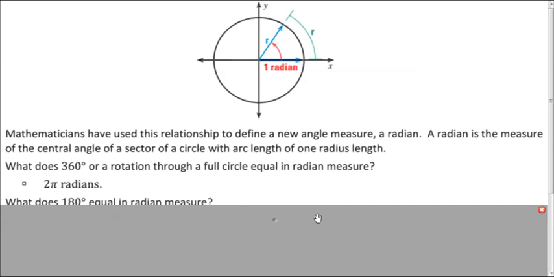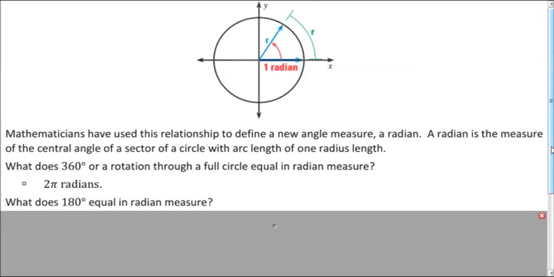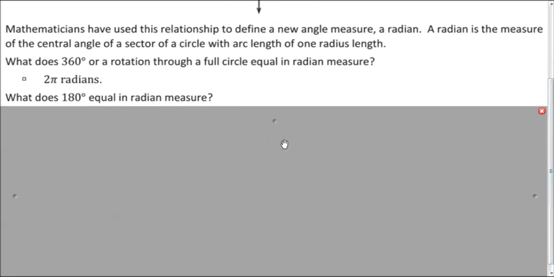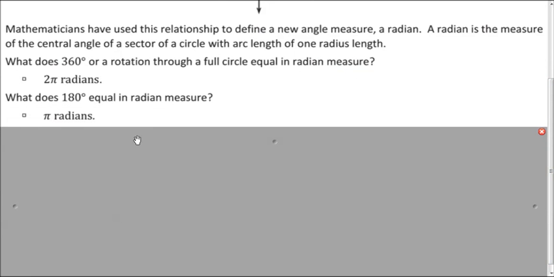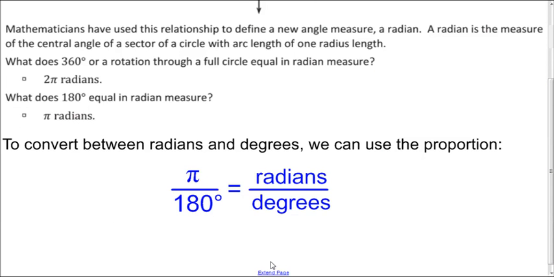So what would 180 degrees be in radians? Well, that would be half the previous result, so it would be pi radians. And this is a relationship that we use normally when we're converting between radians and degrees. So if we want to do that conversion, we use this proportion. Pi divided by 180 degrees equals the radian measure divided by the degree measure of the angle.